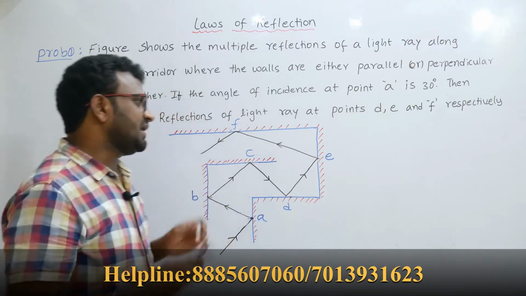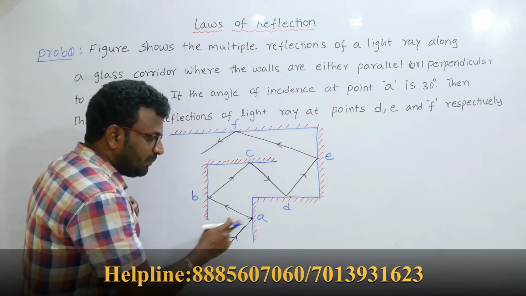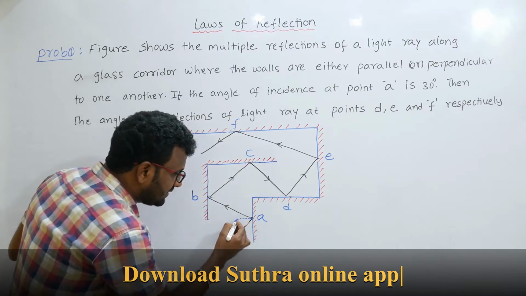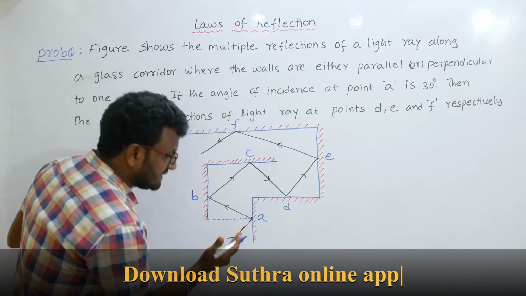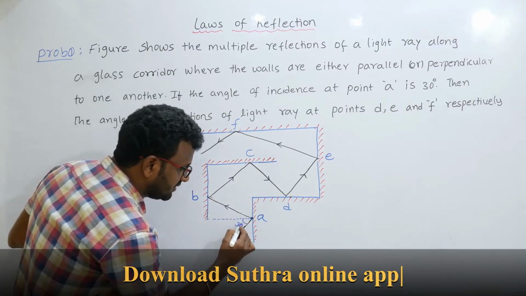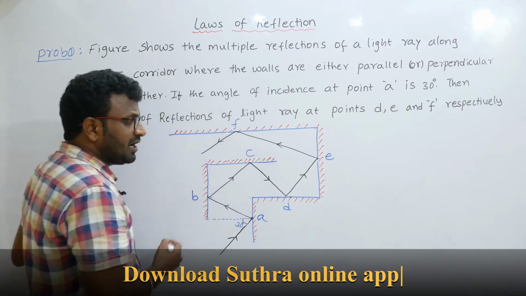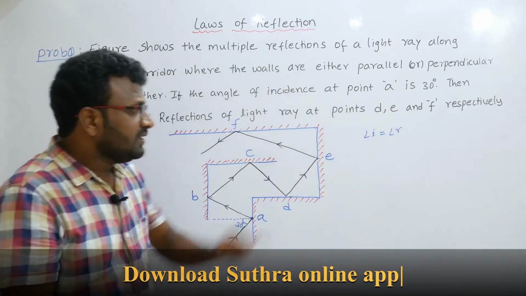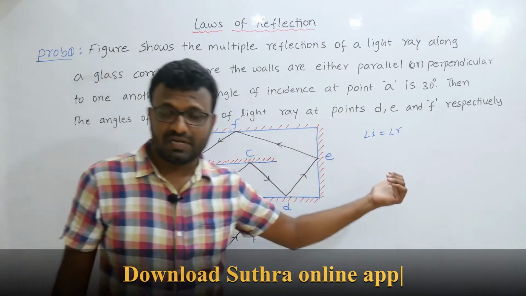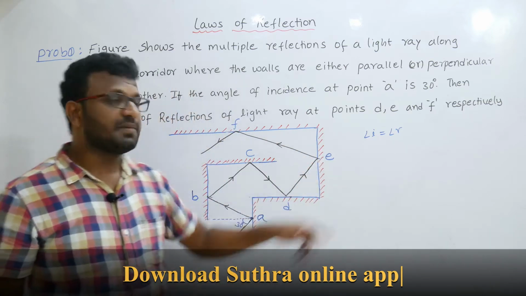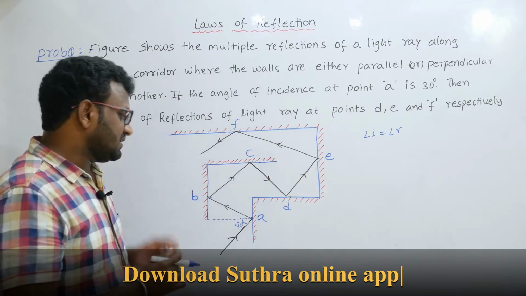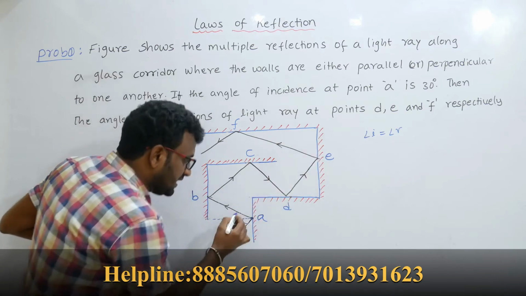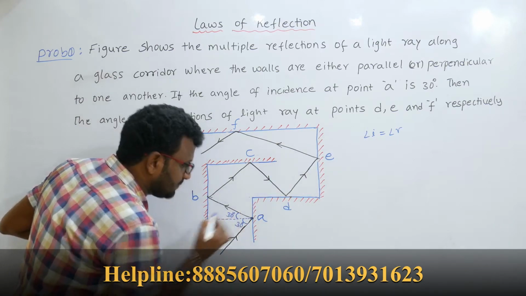Now see here, when the ray of light is incident at the point A on the mirror, if I draw the normal line at the point A, this incident ray makes an angle of 30 degrees with the normal line. According to the laws of reflection, the angle of incidence is equal to the angle of reflection. So angle of incidence 30 means angle of reflection is also 30, angle of incidence 60 means angle of reflection is also 60, right. Here the angle of incidence is 30, so according to the laws of reflection, the angle of reflection also becomes 30 degrees.